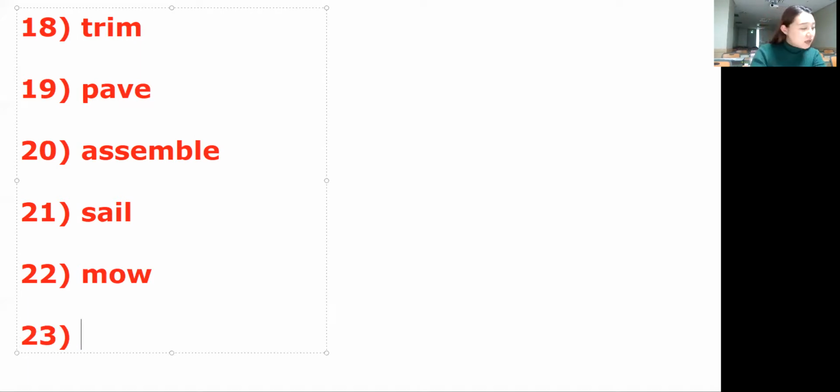23. Copy, another easy word. So if you make a copy, you make another same version of a document.